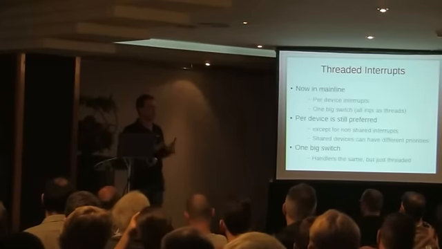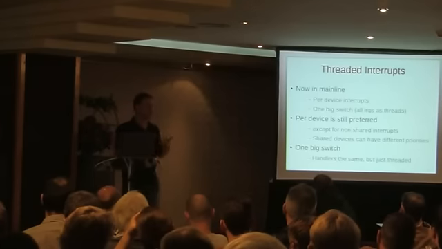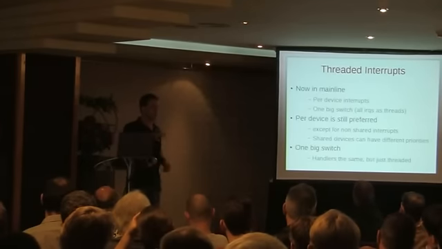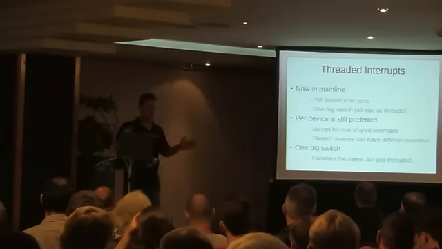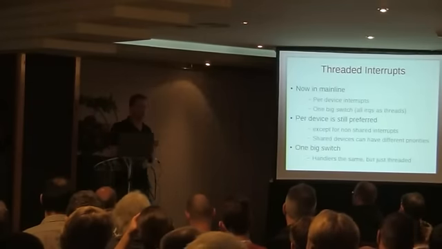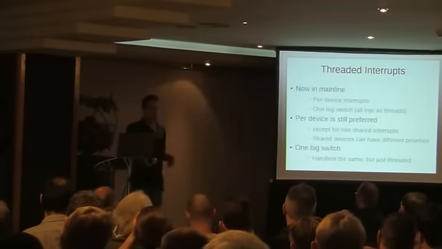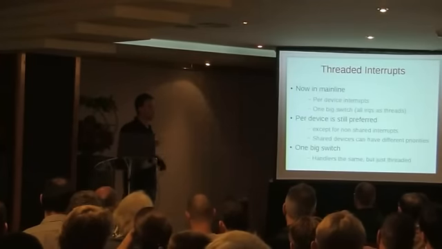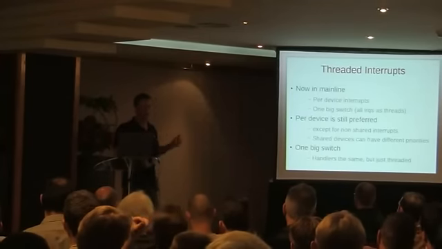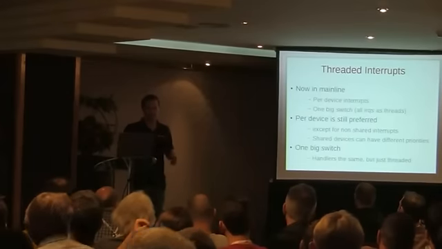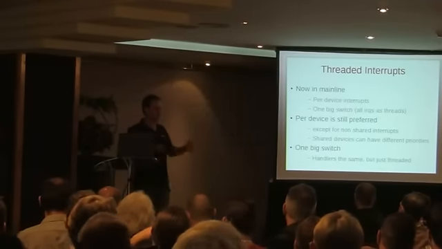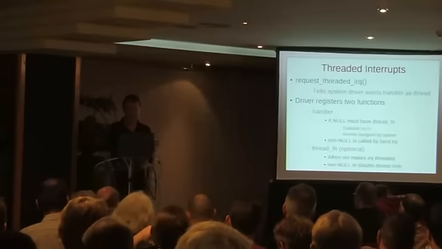So if you can have a device that has its own interrupt thread, that's preferable if you can do it that way, because then you can get the priority of that device, not for all the devices on that interrupt thread. But if you're not shared, you don't need it because you're one interrupt line. Because when we turn on the big switch, which is also in mainline, I'll talk about that, all interrupts, all your devices become interrupt threads.